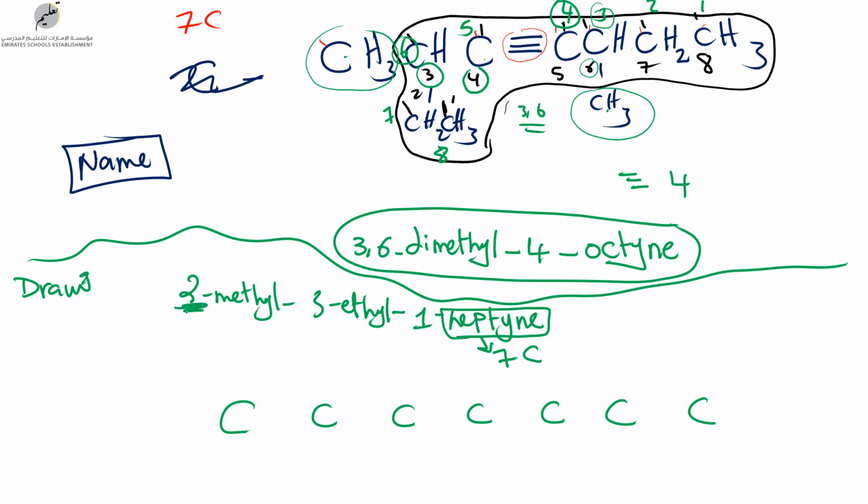Now let's look. At location number 2, we have methyl. So you can choose this one or this one. It doesn't matter. So you have methyl here. At location number 3, you have ethyl. So this is ethyl. And what is the triple bond? It's in location number 1. So it's here. And now you can put the hydrogens. For example, okay, this is connected to this one. Can we do this, guys? Is this possible? We cannot, right? Because you cannot have 5 bonds for carbon.